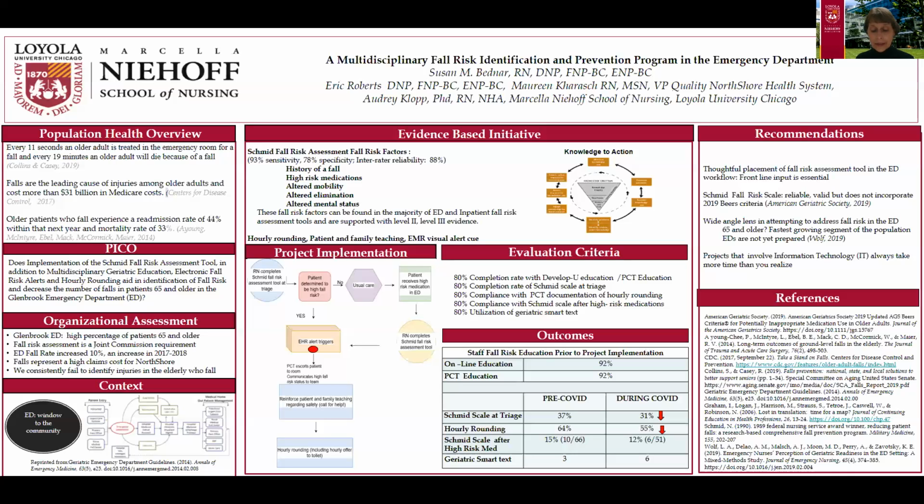You have to use a wide-angle lens in attempting to address fall risk in the ED. The patients age 65 and older are the fastest growing segment of the population, and EDs aren't ready for this. Also, and finally, projects that involve information technology always take more time than you think.